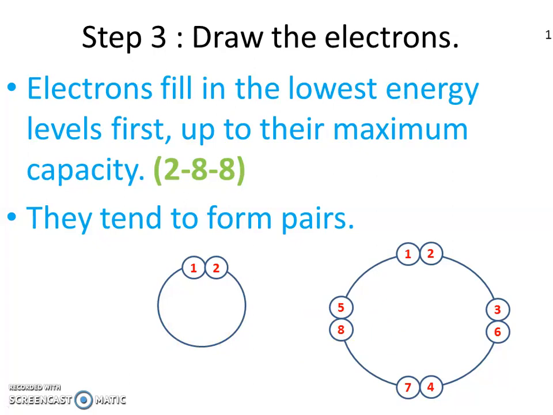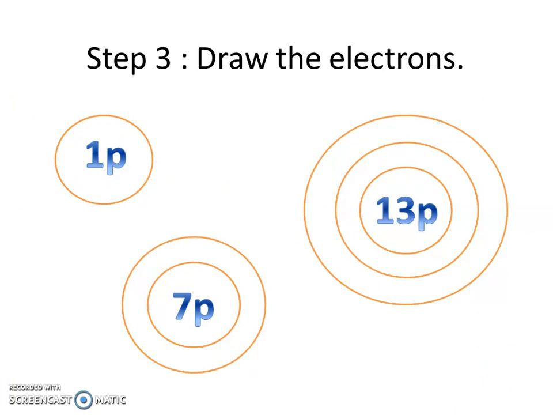So let's go ahead and finish our 3 examples. 1 proton means 1 electron, so it just goes in the first energy level. 7 protons for the nitrogen means that the first 2 will go in the first energy level. And then we need 7 minus 2, we need 5 more. So those 5 electrons go in the second energy level. Again, as long as you get the correct number, 5 in the second energy level, you'll be given credit.